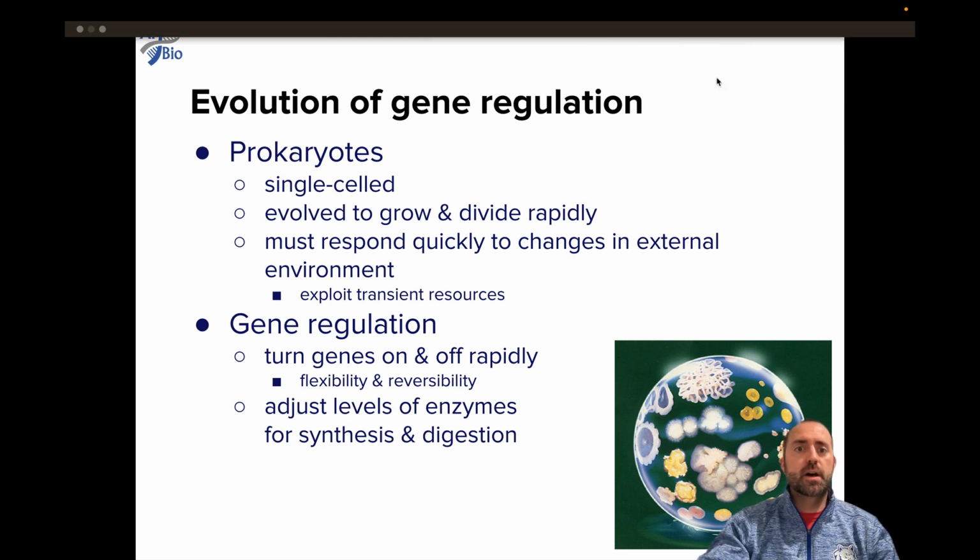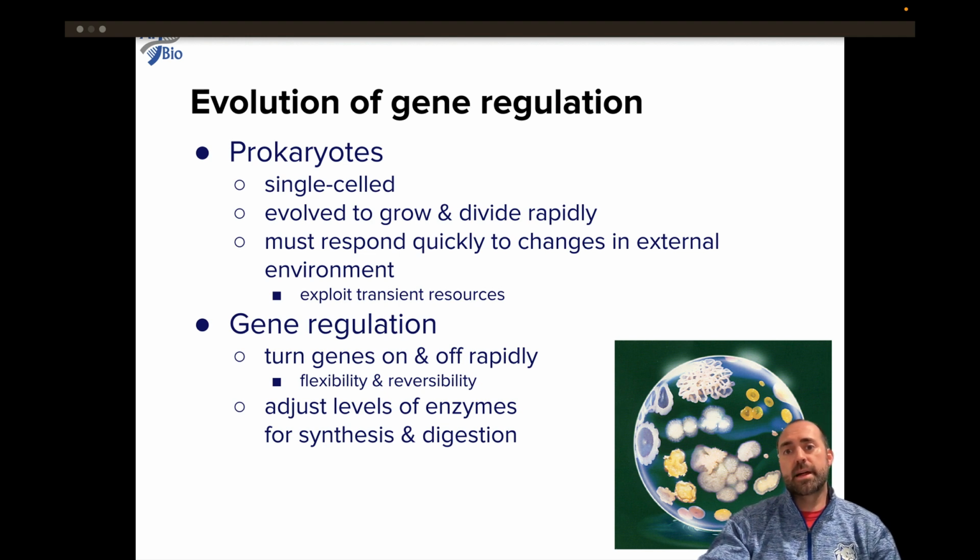So in talking about evolution of gene regulation in prokaryotes, which are single-celled organisms, they have evolved to grow and divide rapidly. They have to respond to an ever-changing environment because their external environment is constantly fluctuating, and this requires them to exploit transient resources that are not going to be available all the time. So therefore, their gene regulation has to be very quick and flexible and reversible. Certain genes need to be turned on and turned off rapidly depending on what's available.